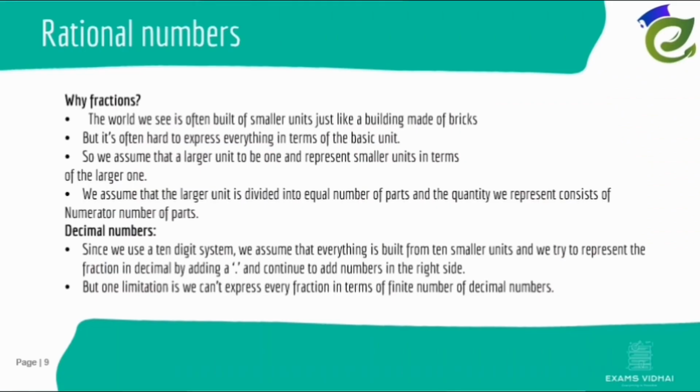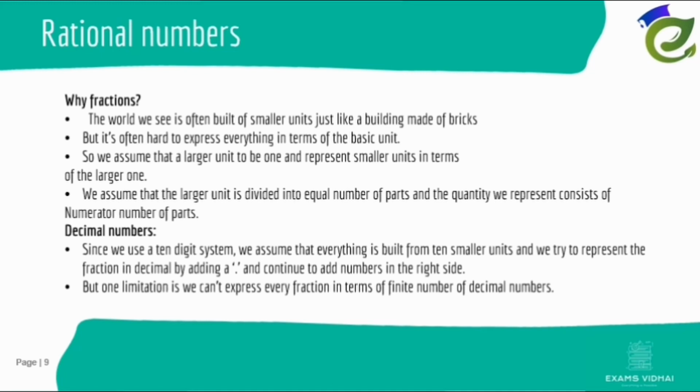We have enough tools to count things, like natural numbers, whole numbers, and even integers. But if you see, the world is not based on separate single units. Things are often based on smaller building blocks, just like a building is made up of bricks. A brick is further made up of sand. Sand is made up of atoms. Atoms are further made up of electrons, protons, and neutrons. And electrons are further made up of quarks. We have not identified what quarks are made up of. They may be made up of something else. It's often hard to express everything in terms of the basic unit.